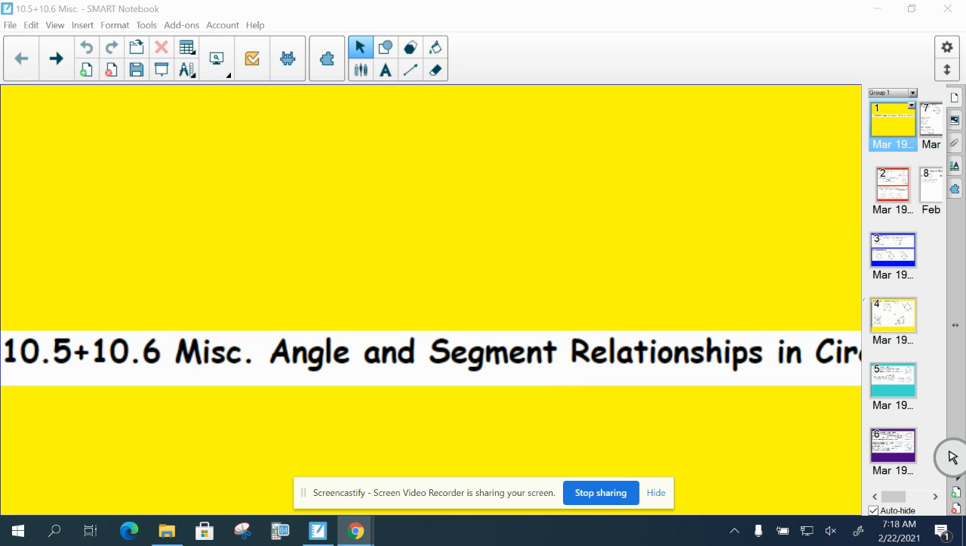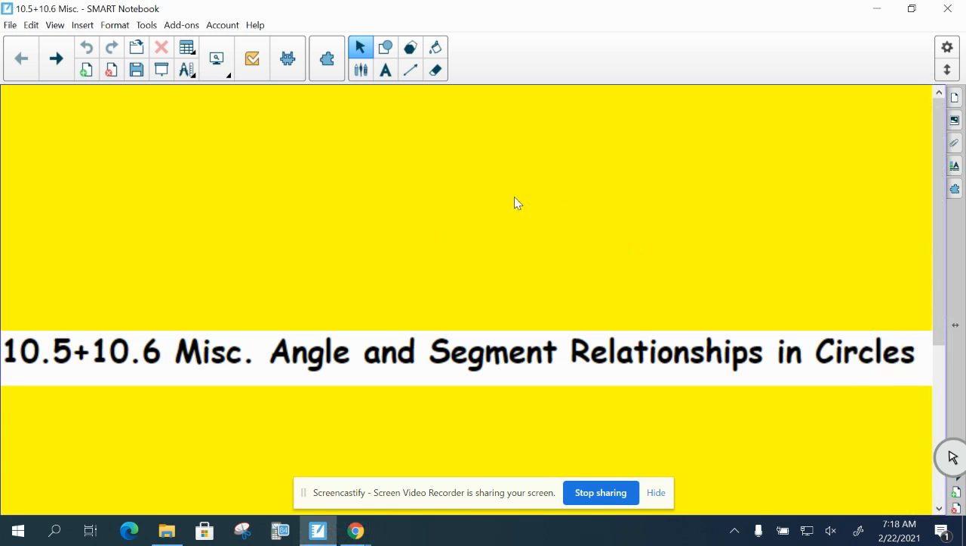Hello everyone, this is lesson 10.5 and 10.6, miscellaneous angle and segment relationships in circles. These two are the last lessons where you'll learn different segment and angle relationships, and then we'll talk about how to find the equation of a circle and how to use the equation of a circle to graph the circle, and then that'll be the end of the unit.